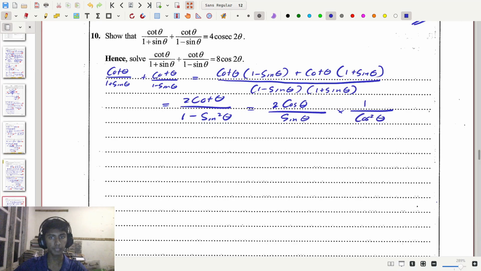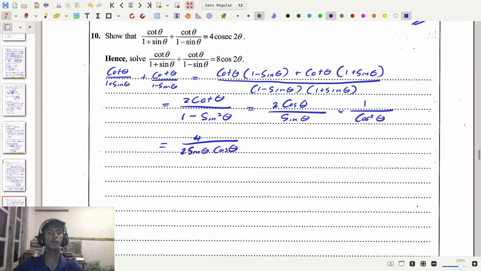Here we can see on top 1 cosine theta is there, and this can be cancelled with another cosine theta on the bottom, leaving us with 1 cosine theta on the bottom, a sine theta on the bottom, and 2 on top. Therefore we have 2 divided by sine theta times cosine theta. Now, in order to get the cosec of 2 theta, I'm going to multiply the top and the bottom by 2. So I'm going to get 4 on top divided by 2 sine theta cosine theta.